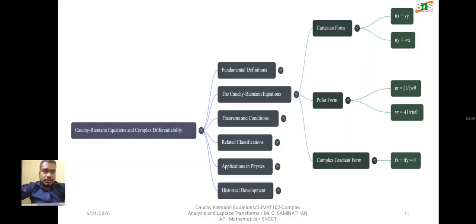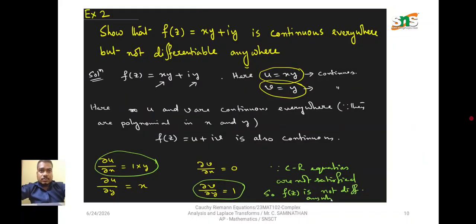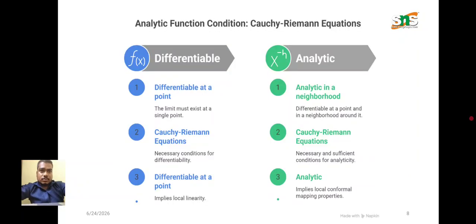Here, the fundamental definitions and the Cauchy-Riemann equations, theorem and conditions are used in polar form, complex form or Cartesian form. Another application is heat transfer. The temperature distribution in a two-dimensional region is often governed by harmonic functions. Since analytic functions satisfy the Cauchy-Riemann equations, they provide powerful tools for analyzing temperature flow and steady-state heat conduction.